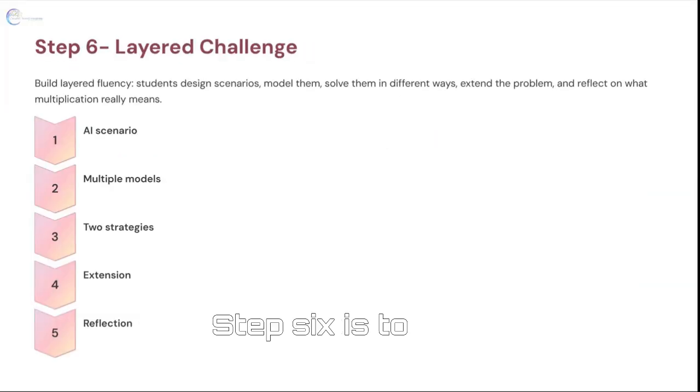Step 6 is to build layered challenges. You can give students a full sequence. 1. Use AI to create a multiplication scenario. 2. Represent it in 3 different ways. 3. Solve it with 2 strategies. 4. Extend it. What happens if the groups double? 5. Reflect on what this revealed about multiplication. That's how fluency gets layered step by step.